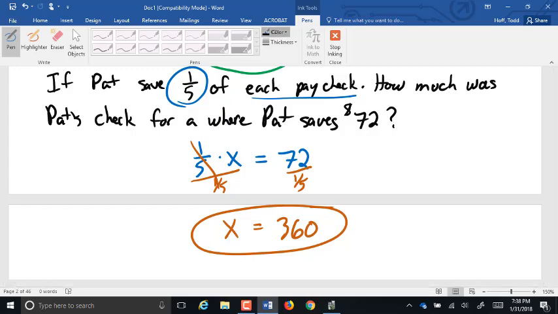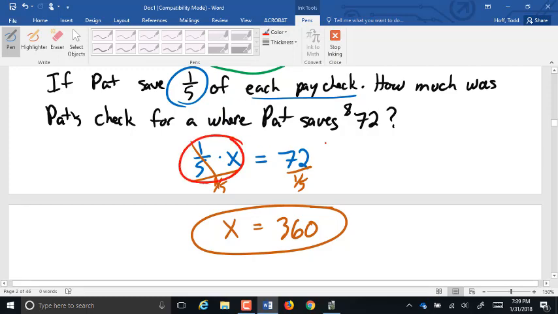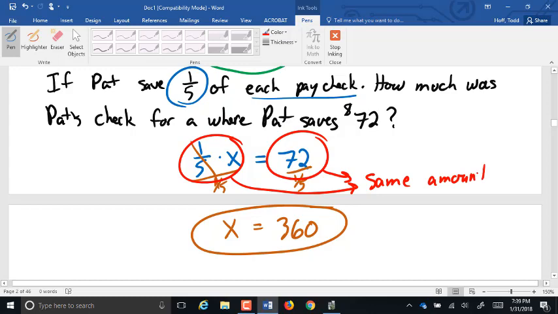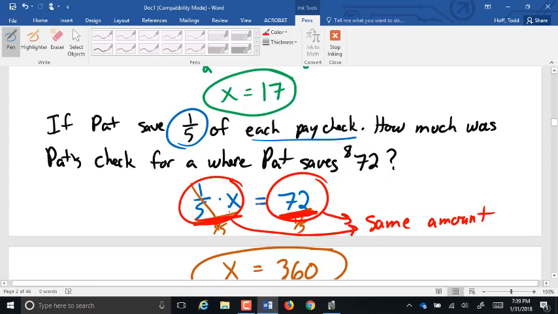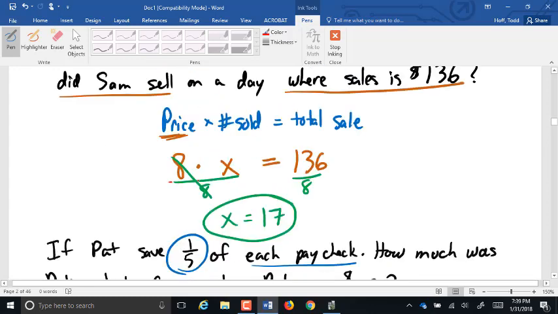Now, one thing you will see here is the strategy we use: in each of these, we have two numbers that have to represent the same amount. We just represented it in two different ways. In one way, it was a total, a dollar, a number amount, and in the other way, it was a formula. For both of these, it was that way. 1/5 times X equals 72. Up here, it was 8 times X equals 136. And that is one of the possibilities we look for in these.